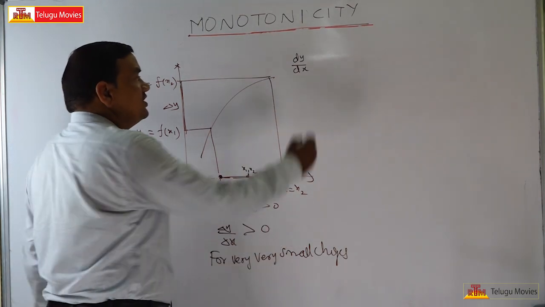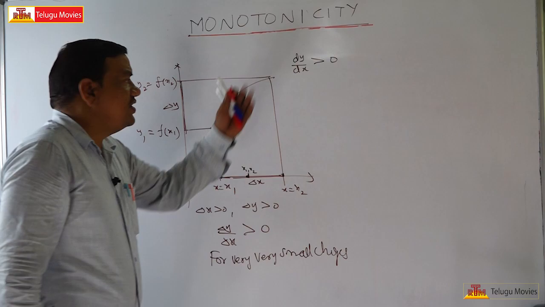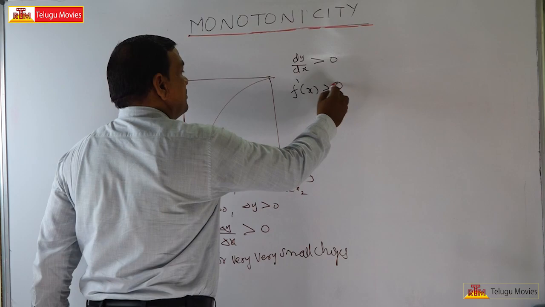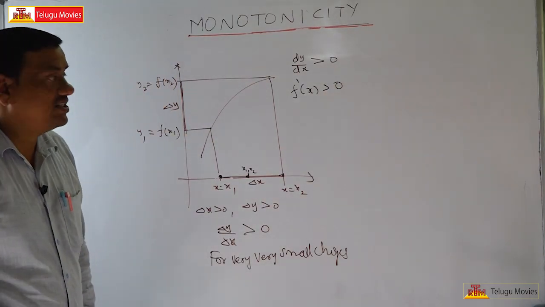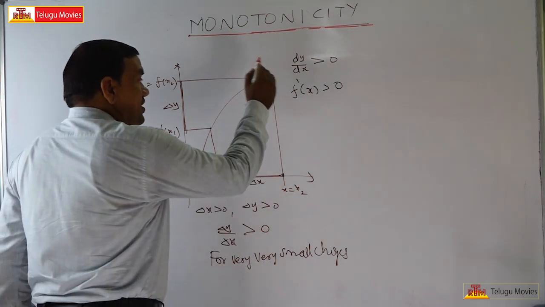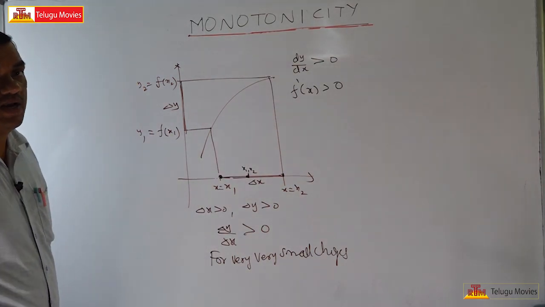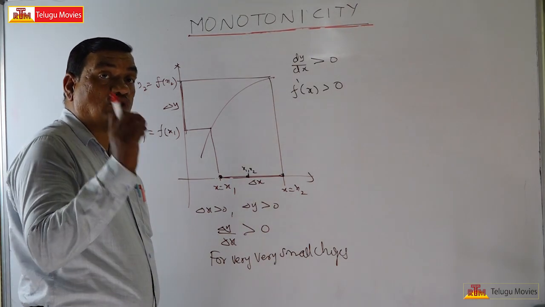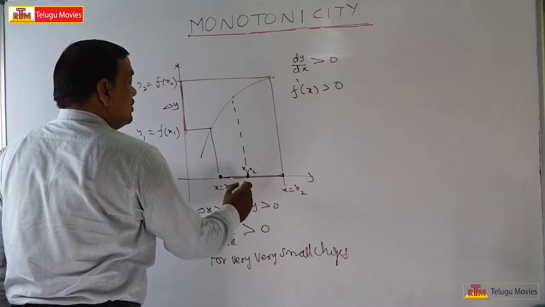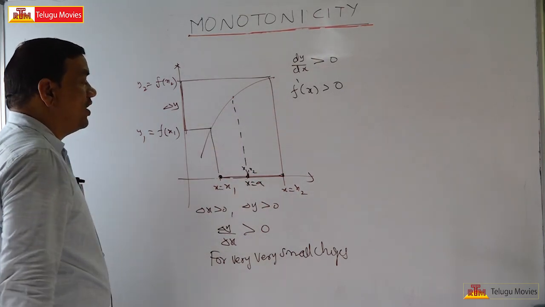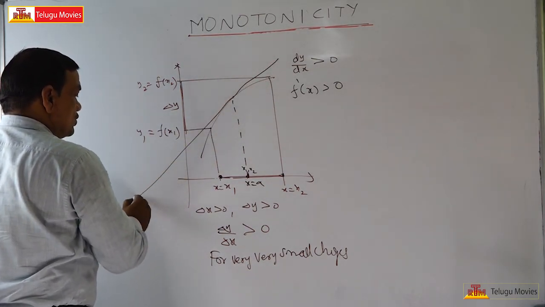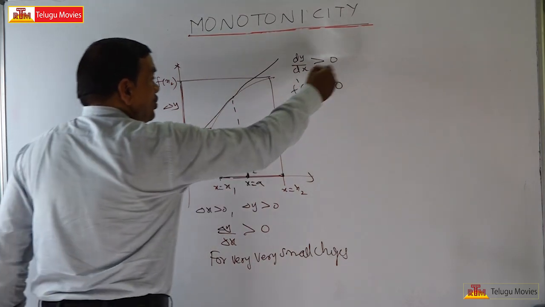Now this is greater than 0. Now dy by dx is nothing but f dash of x, greater than 0. Notation: dy by dx is nothing but f dash of x, greater than 0. That means f dash of x means what? Again I explained that it is the slope of the tangent at a point. If you take x is equal to a, or in general x, this is the slope of the tangent, and it should be greater than 0.